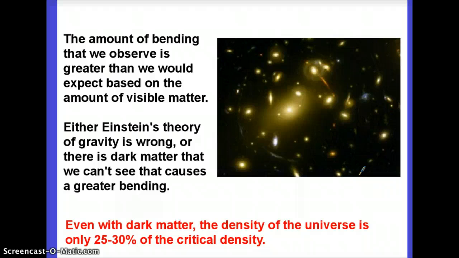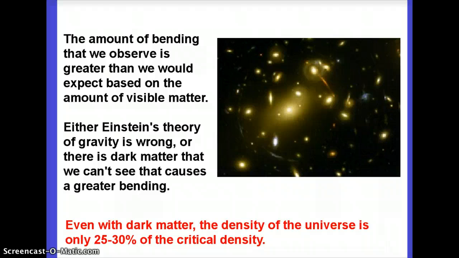So let's suppose you think that dark matter really does exist, even if we don't know what it is, even if we can't detect it directly. Let's suppose you think it exists. Does that resolve that contradiction that we had about the fate of the universe? Well, it turns out that even if you include dark matter, the density of the universe is only 25 or 30% of the critical density. So this does not resolve the contradiction. The density is still way too low to give you a flat geometry.